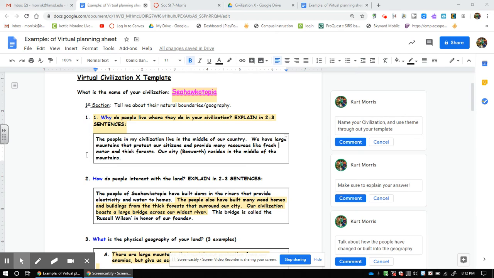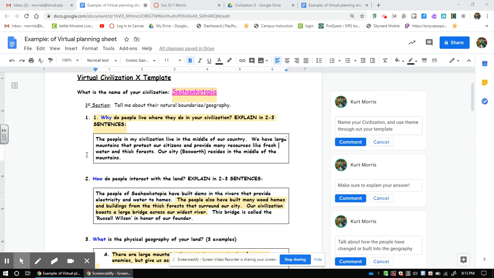The first thing you should see that comes up for geography is some sort of picture of mountains and forests and rivers, and then my voice over it talking about Seahawkatopia. The people of my civilization live in the middle of our country. We have large mountains that protect our citizens and provide many resources like fresh water and thick forests. That can be a slide right there.